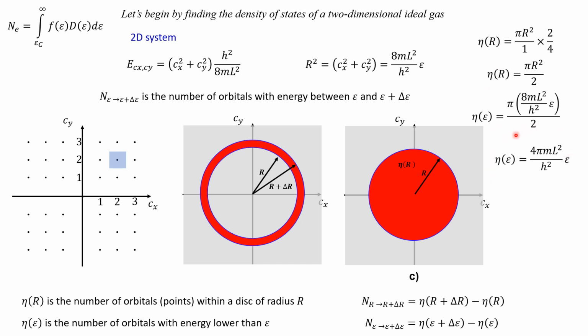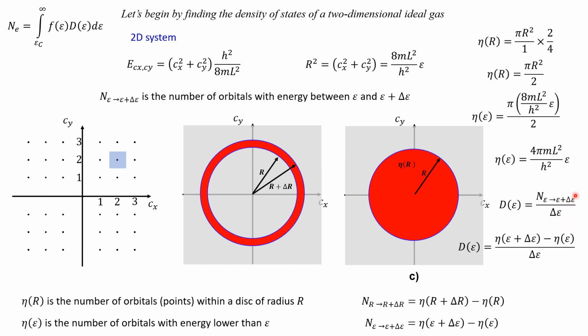So now we have an expression for the number of orbitals with energy lower than epsilon. And this is the term we want. Remember, we want the number of orbitals with energy between epsilon and epsilon plus delta epsilon. So that is just the number of orbitals with energy lower than epsilon plus delta epsilon minus the number of orbitals with energy lower than epsilon.